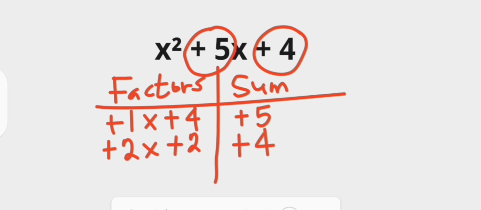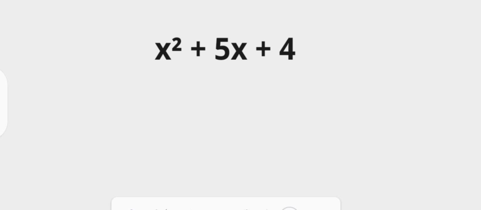Now, these are all the factors of positive 4. But here, we are looking for the factors whose sum give plus 5, the term in the middle. And it is the first one here that gives plus 5, that is plus 1 and plus 4. So that's what we are going to be using in order to factor this quadratic expression or this trinomial.